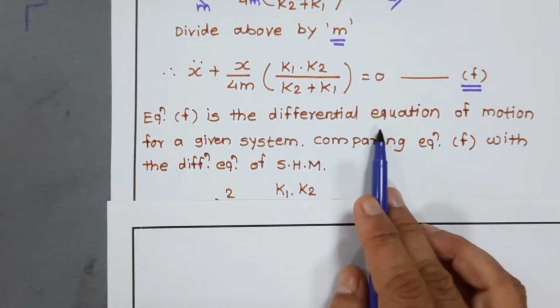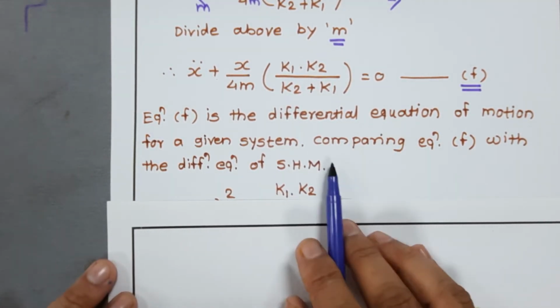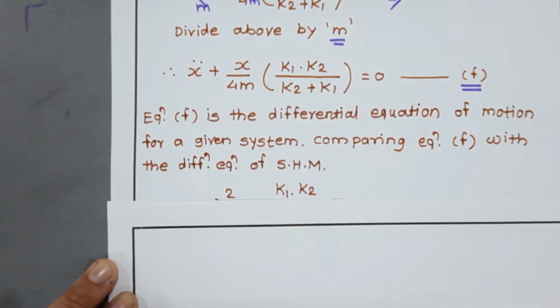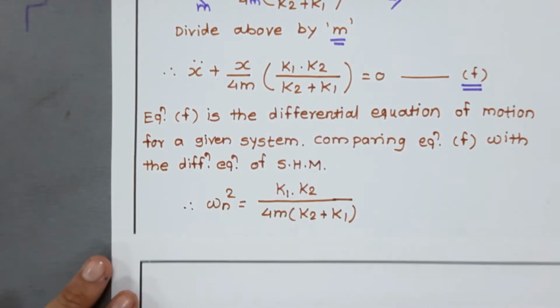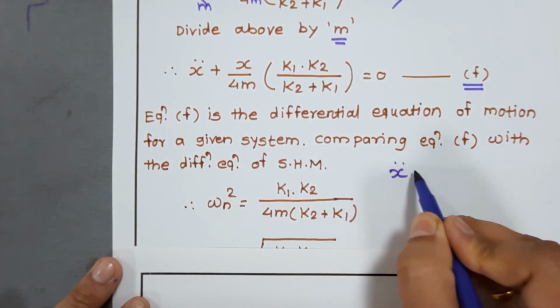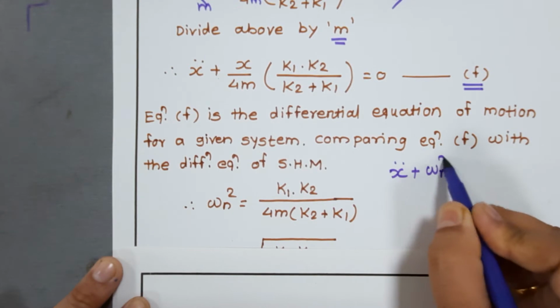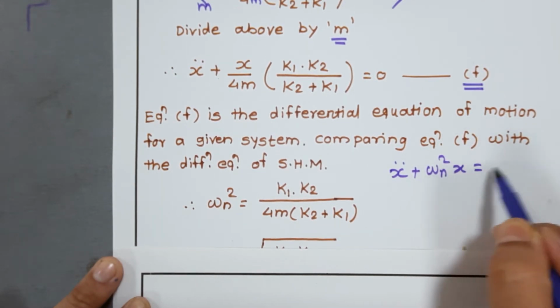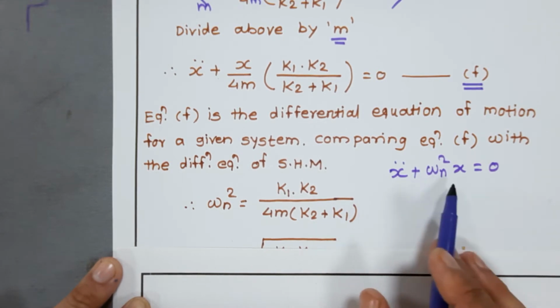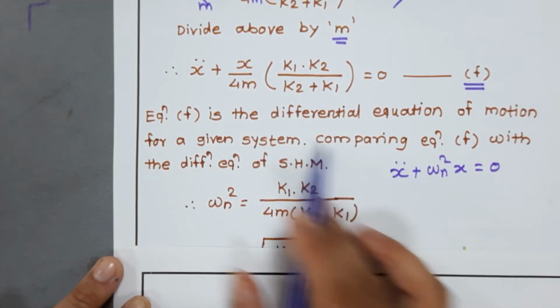This is the equation for the differential equation of motion for a given system. Now we are going to compare this equation with the differential equation of simple harmonic motion. हमारा simple harmonic motion क्या आएगा यहाँ पे अभी? Now with equation में x double dot plus omega n square x is equal to 0. Now x double dot compare हो गया. So omega n x और x यहाँ compare हो गया, तो omega n square क्या आएगा फिर?